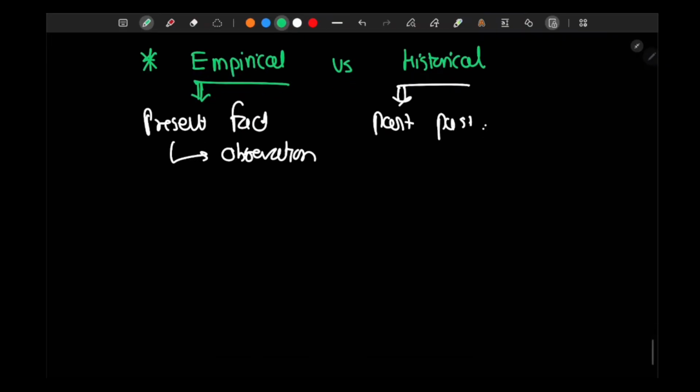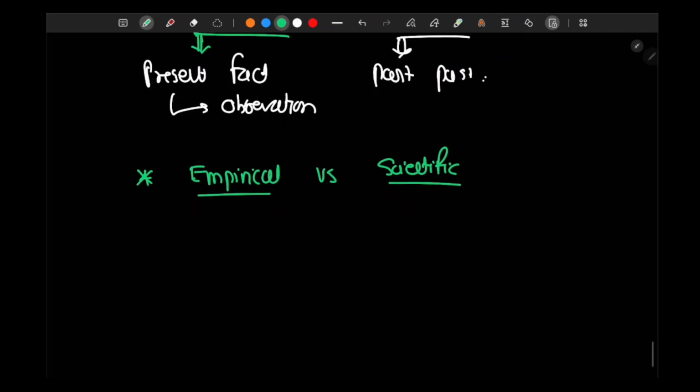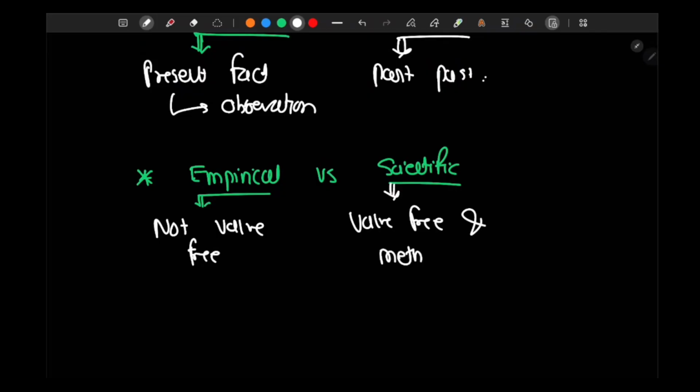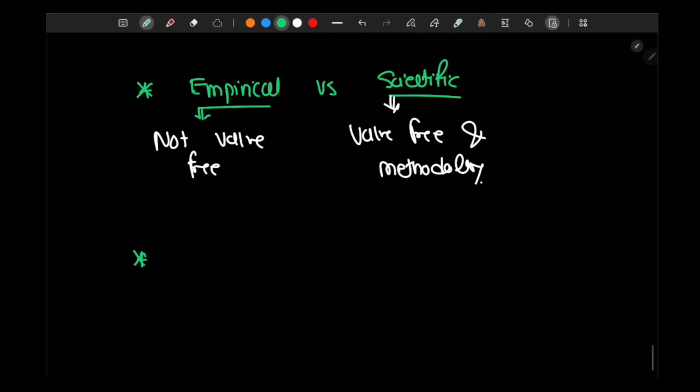Then the difference between empirical versus scientific. The empirical approach is not value free. You do observation keeping in mind the values which you have. The scientific approach is value free and has a particular rigorous methodology. Right?